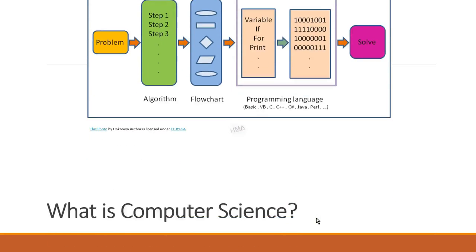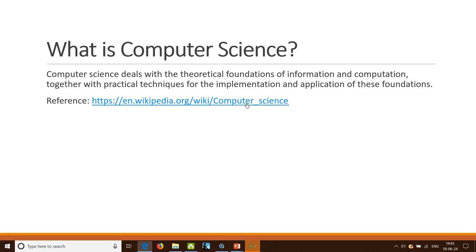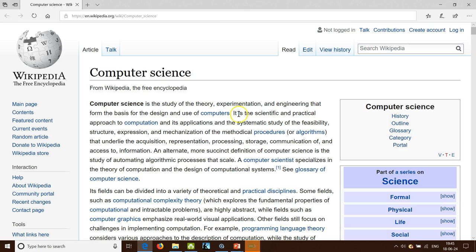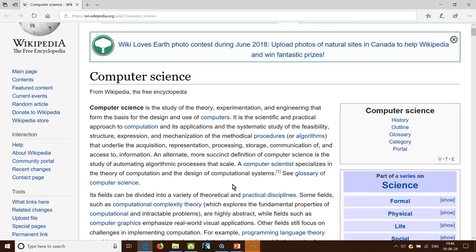What is computer science? Computer science deals with the theoretical foundations of information and computation, together with practical techniques for the implementation and application of those foundations. We have a reference, quick check. So computer science is a study of theory, experimentation, and engineering that form the basis for the design and use of computers, right? It is the scientific and practical approach to computation and its applications and the systematic study of feasibility, structure, expression, and mechanization of mathematical procedures.